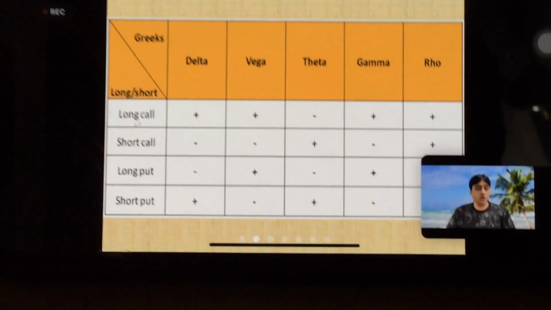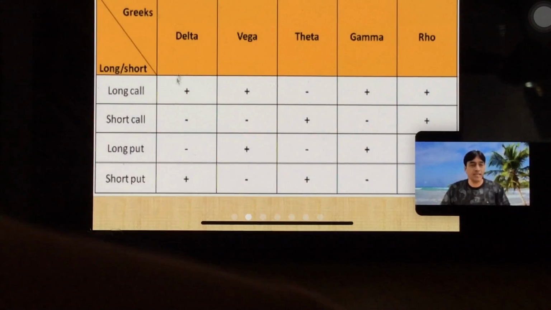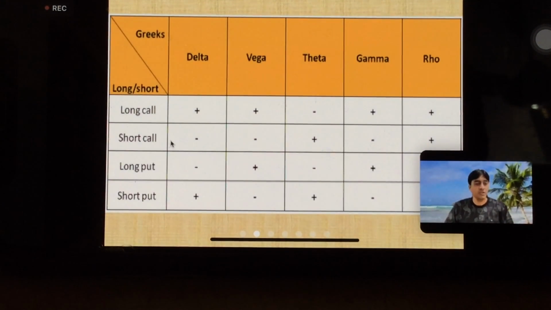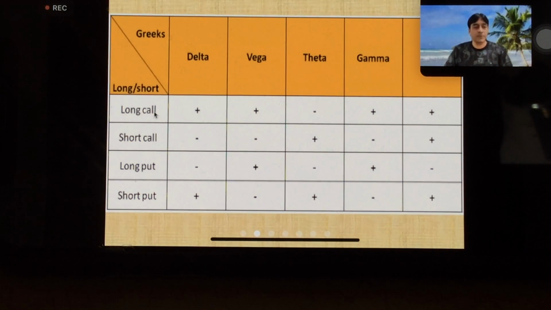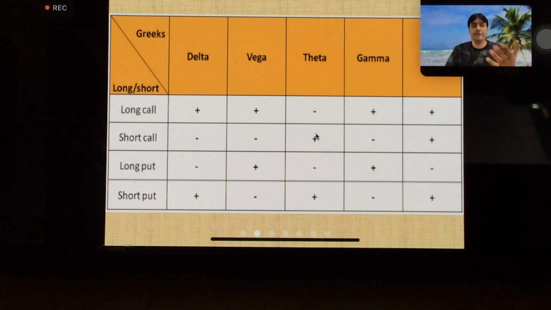So when we go long call or short put, delta will be positive. Short call or long put, delta will be negative. Vega is positive for longs, that is call and put buy, and for shorts it will be negative. Theta will be positive, that means time will be on our side if we are shorters of options, because the price remains at that level, and if we are shorting that option, may it be call or put, we will be making money.